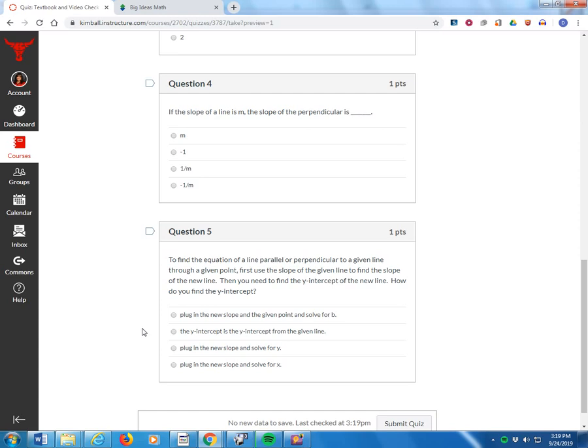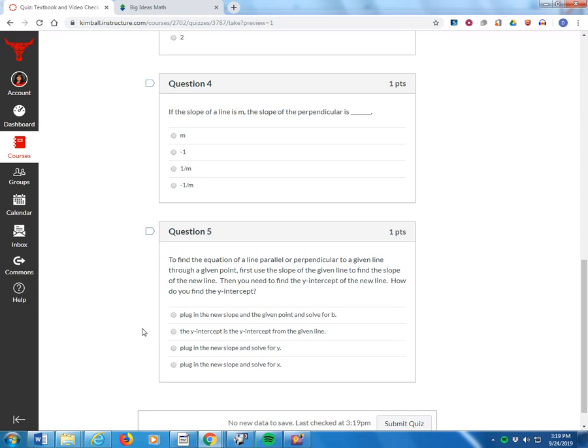To find the equation of a line parallel or perpendicular to a given line through a given point, first use the slope of the given line to find the slope of the new line. Then you need to find the y-intercept of the new line. How do you find that? Plug in the new slope and the given point and solve for b. Yep, that's the process. Okay?